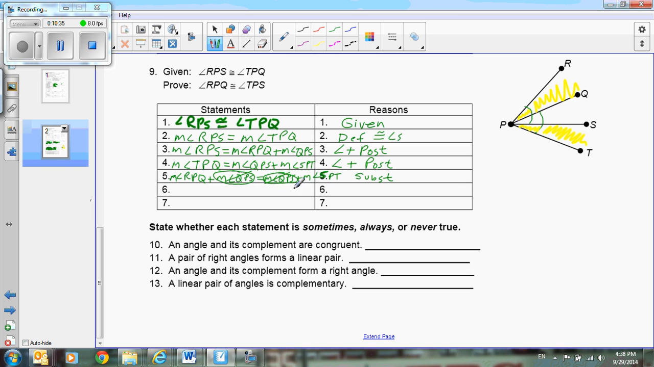And then I'm going to leave it up to you to figure out step 7. It's pretty easy. All right, if you have any further questions, be sure and ask me in class tomorrow. And I hope this has been helpful.